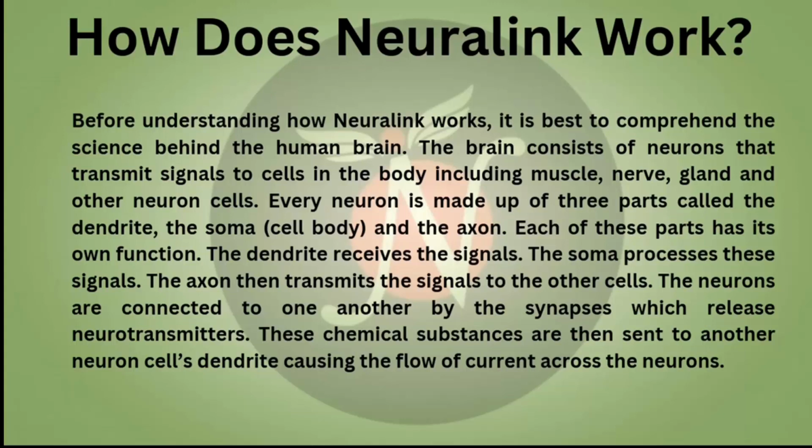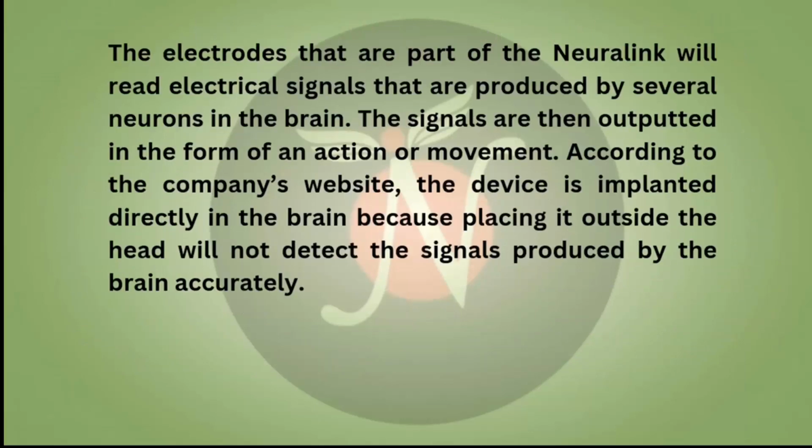The neurons are connected to one another by the synapses which release neurotransmitters. These chemical substances are then sent to another neuron's dendrite, causing the flow of current across the neuron. So this is how our brain works. Now we will see how the Neuralink works.